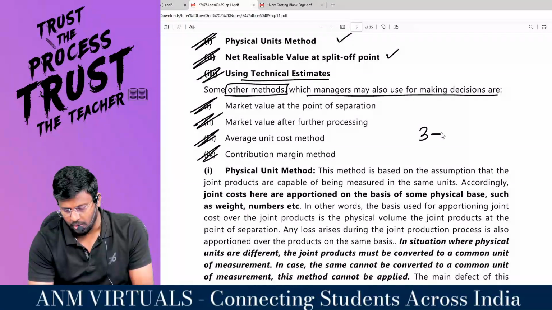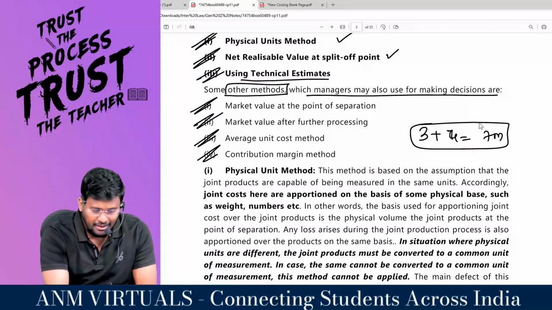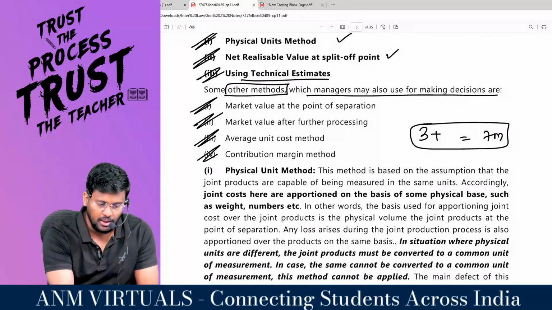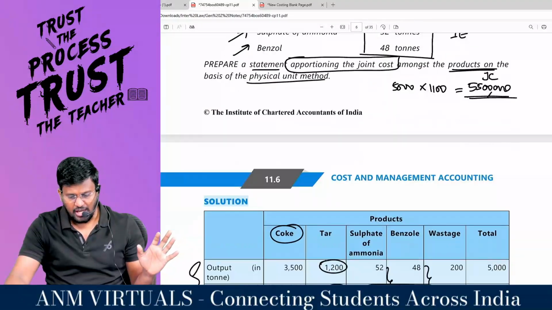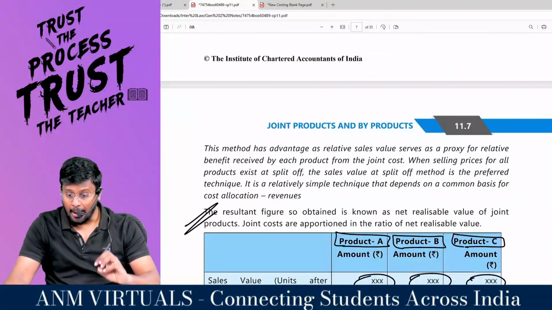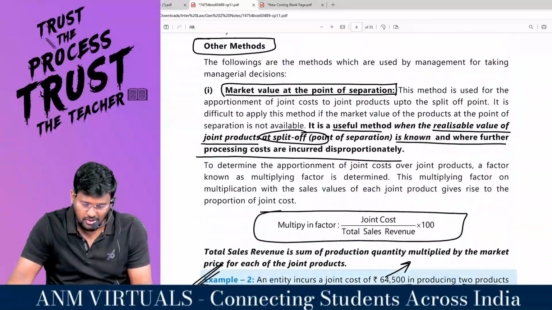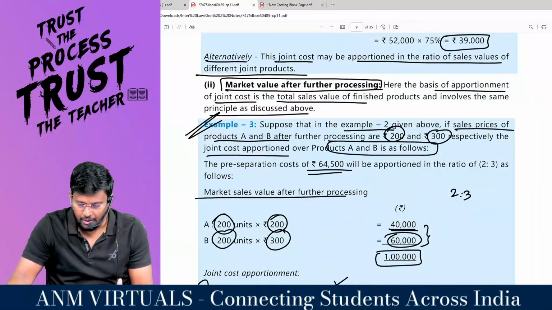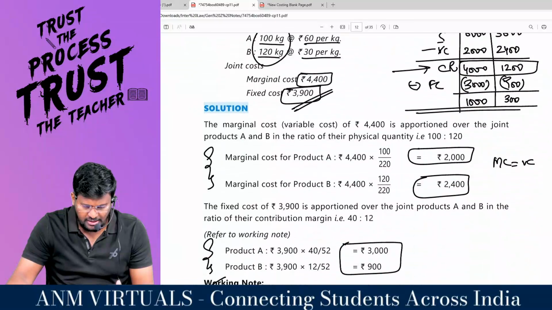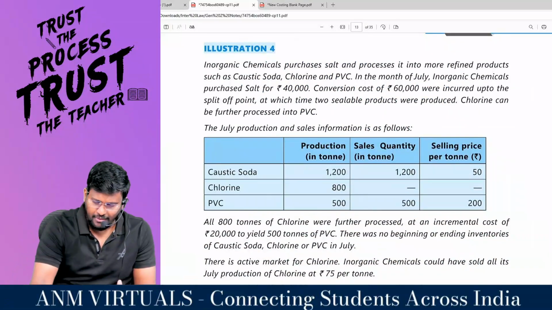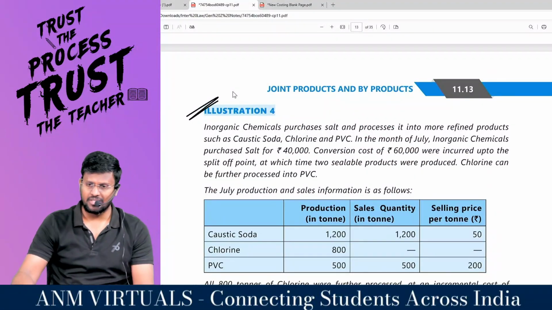Basically, 3 above and 4 below, totally 7 methods are there to split the joint cost into the joint products. We have done with the first objective of the chapter, which is nothing but apportionment of the joint cost to the joint products. Comfortable? Then you do this up to illustration number 3. I will come and solve in part number 2 of this chapter.